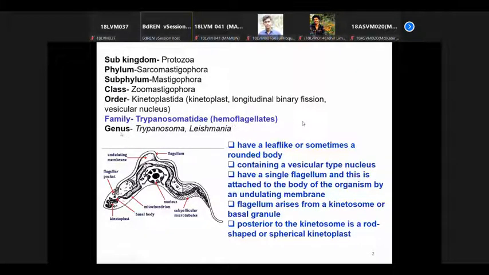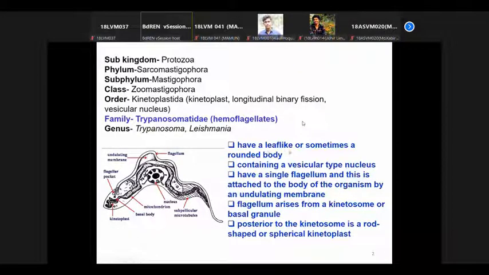Okay, so the two genera under the hemoflagellates are Trypanosoma and Leishmania. These two genera are important. So family Trypanosomatidae, all together we call hemoflagellates. The genus Trypanosoma and Leishmania. So let us see the characteristics, the structures and organelles present in a typical trypanosome.